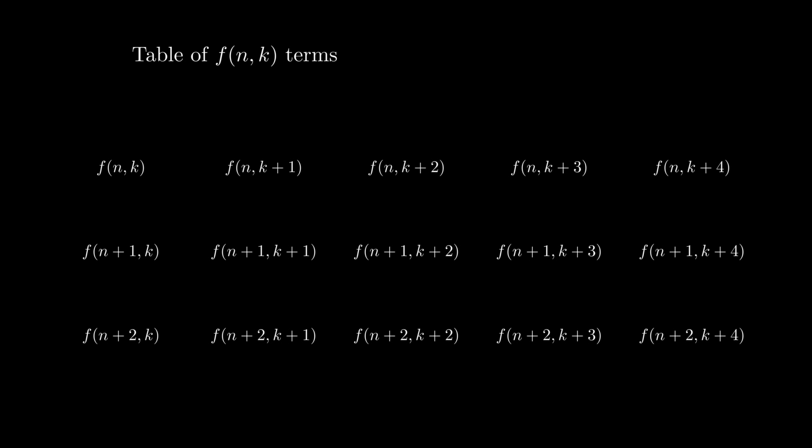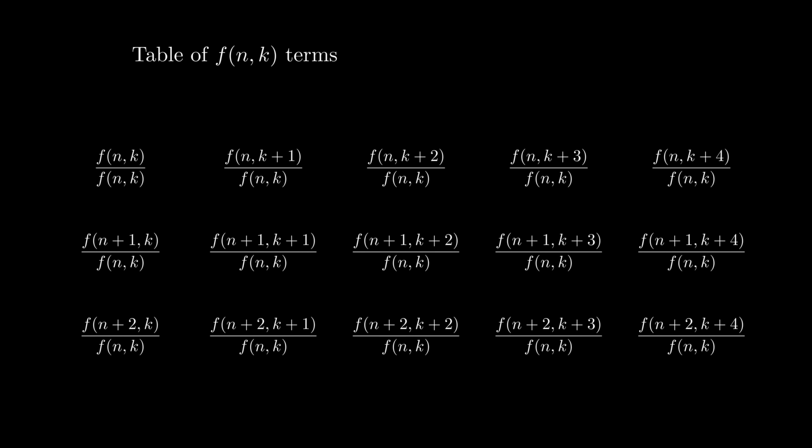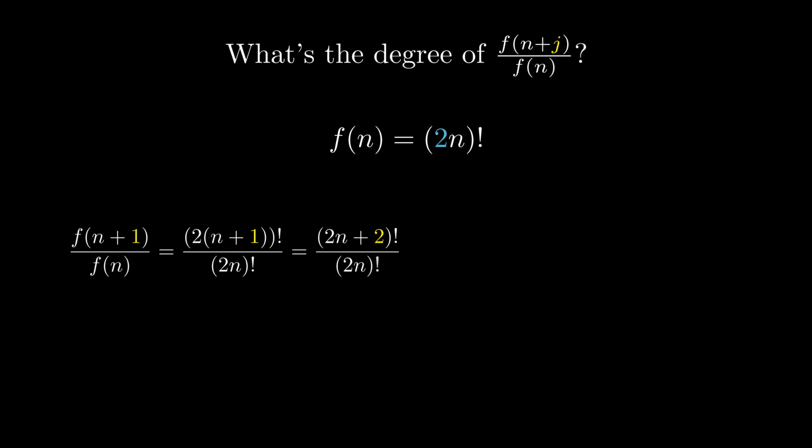To begin the proof, suppose we make a table of our f terms like we have been doing, with i terms going across for k and j terms going across for n. Let's divide out f of n,k on both sides of the equation to obtain our rational functions as before. What would the degree of the numerators and denominators of these ratios be? Let's first try to figure out what the degrees of factorials look like. Consider this example for f of n. If we were to take a ratio like this, we get this result.